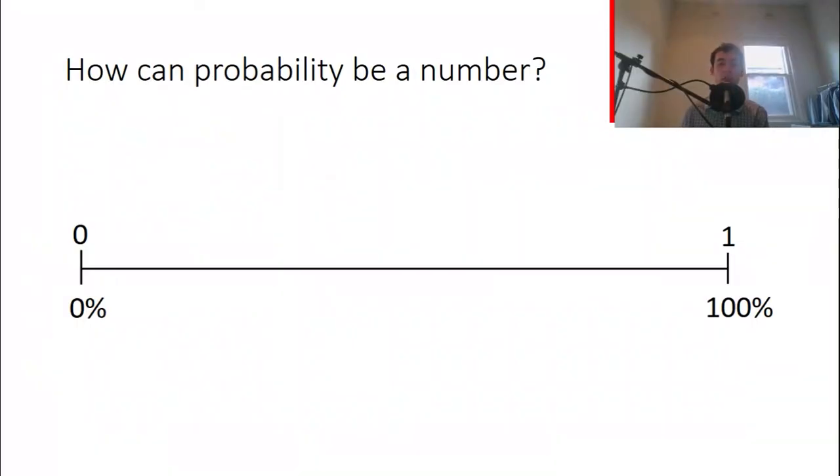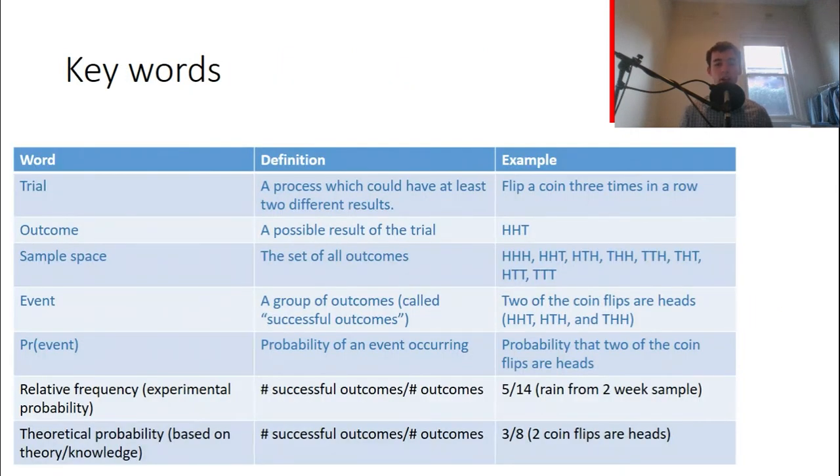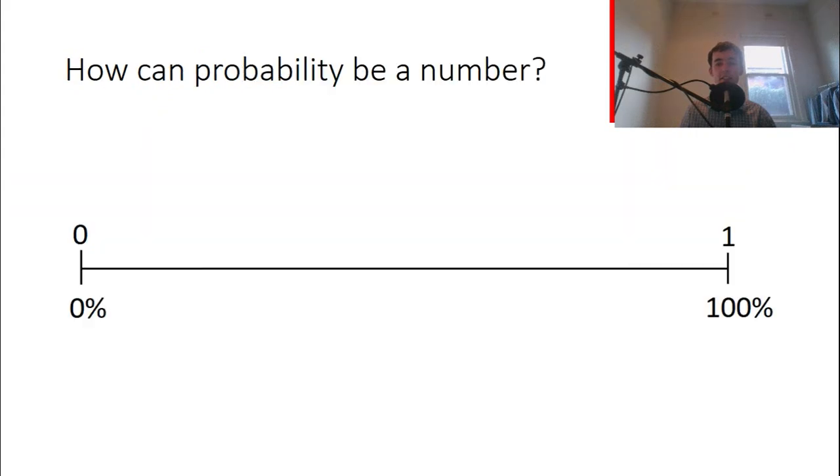Hi everyone, so we started off fairly quickly into probability with the last video, and I just wanted to slow down a little bit and ask the question, how can probability be a number? And what do these numbers mean? So we came up with some probabilities in the last video, 5 over 14, 3 over 8. What do those numbers actually mean? How do they help us to see how likely these things are?